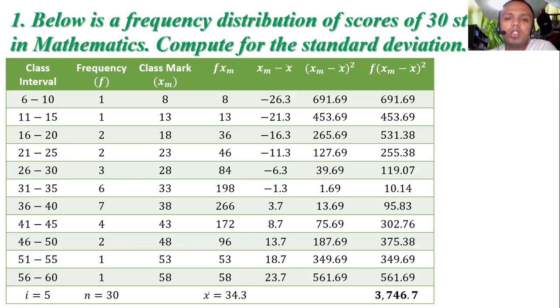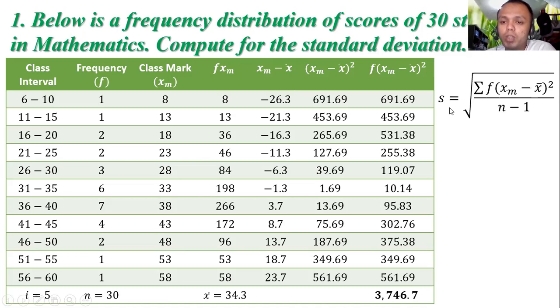Below is a frequency distribution of scores of 30 students in mathematics. Compute for the standard deviation. Again, we have the class mark, the product of the class mark and the frequency, and this one is the deviation. This is our mean, this is the deviation, this is the square deviation, this is the product of the frequency and the square deviation, and then the summation.